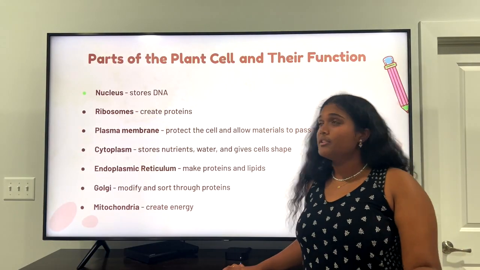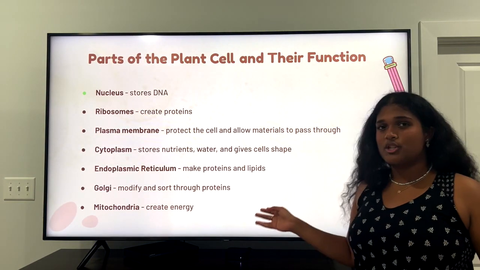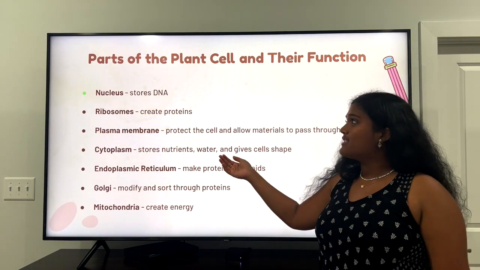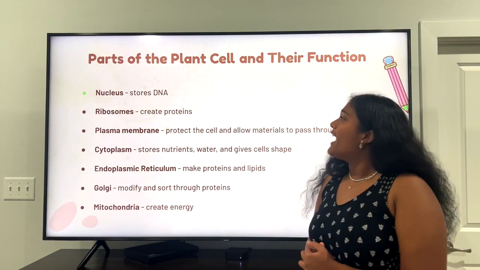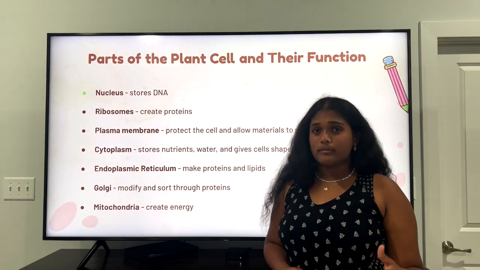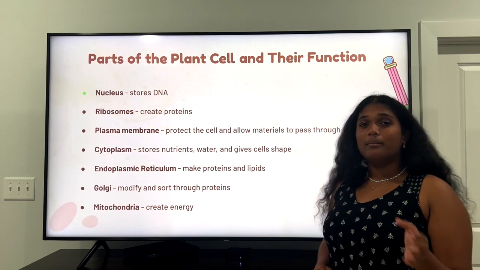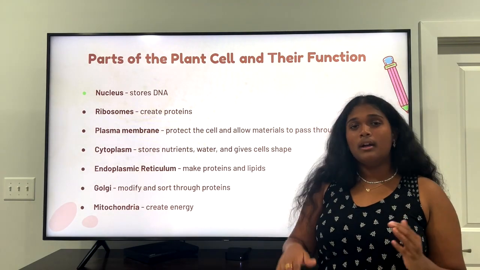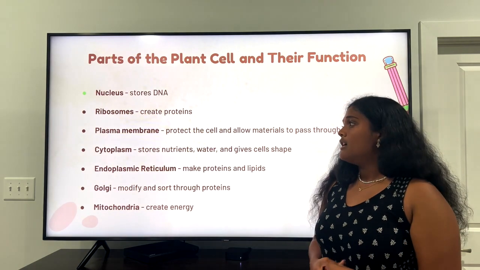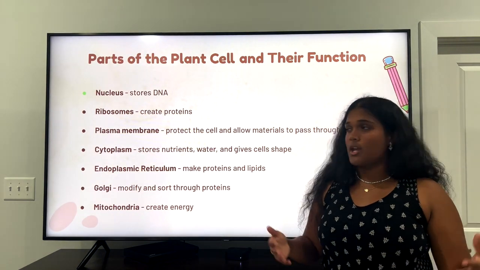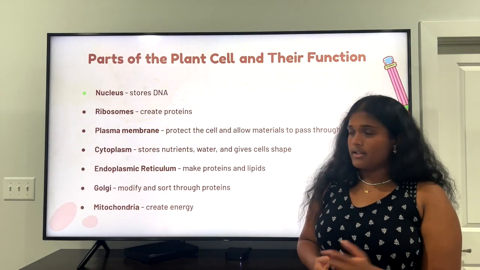So we're going to briefly go over the organelles again and their function, even though I already did that in the last slide. The nucleus is the control center of the cell as it stores DNA, and the ribosomes are responsible for creating protein. The plasma membrane protects the cell and allows materials to pass in and out of the cell. The cytoplasm stores nutrients, water, and gives the cell its shape, along with the cytoskeleton.